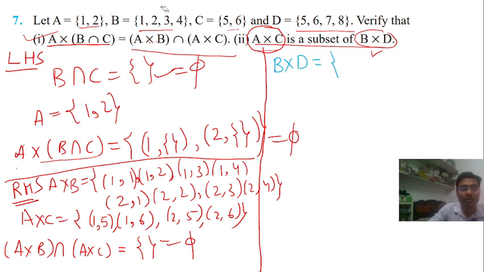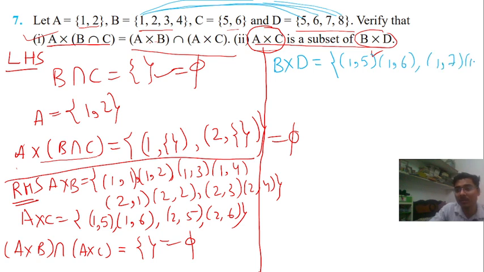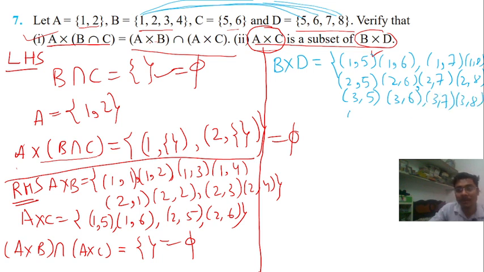Okay, B cross D. So to find B cross D, every element of B is being multiplied with that of D. So we'll write 1,5; 1,6; 1,7; 1,8. Then 2,5; 2,6; 2,7; 2,8; 3,5; 3,6; 3,7; 3,8; 4,5; 4,6; 4,7; 4,8. So here we complete our B cross D set.